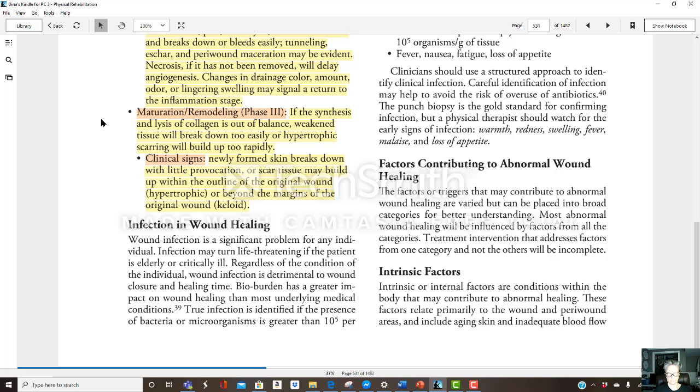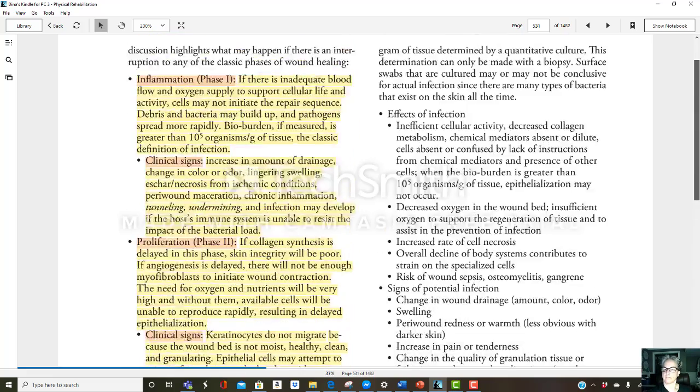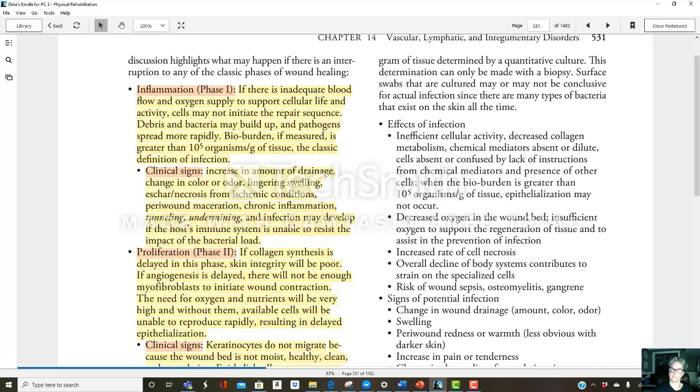True infection is identified if the presence of bacteria or microorganisms is greater than 10^5 per gram of tissue, determined by a quantitative culture. This determination can only be made with a biopsy. Surface swabs that are cultured may or may not be conclusive for actual infection, since there are many types of bacteria that exist on the skin all the time.